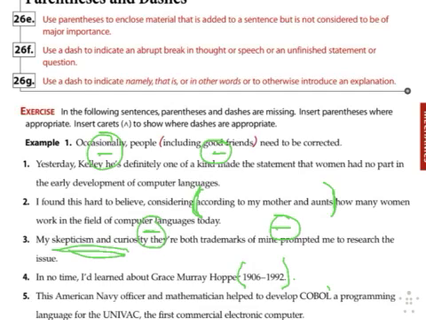So COBOL, this acronym here, is actually describing this computer. Everything that's coming after it, a programming language for the UNIVAC, isn't really necessarily important to understanding what COBOL means. So in this case, we would put this whole thing in the parentheses, because we could take it out and probably still understand what the sentence is talking about.